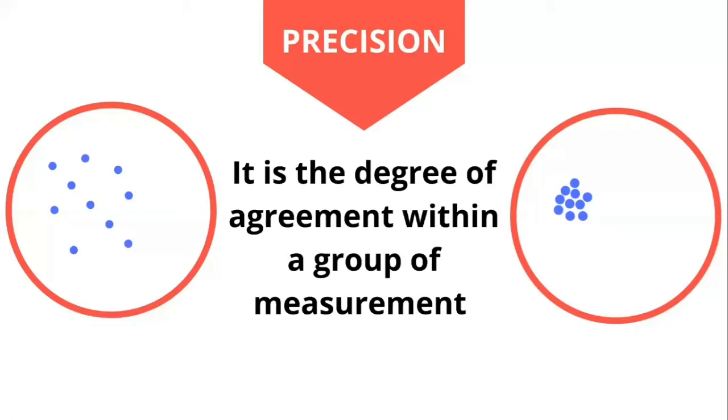Whereas if, while measuring the first time, you get 5, the next time you get 20, the next time 40, the next time minus 20, then the system will not be precise. Right. So that is the concept. Precision is the degree of agreement within a group of measurements.